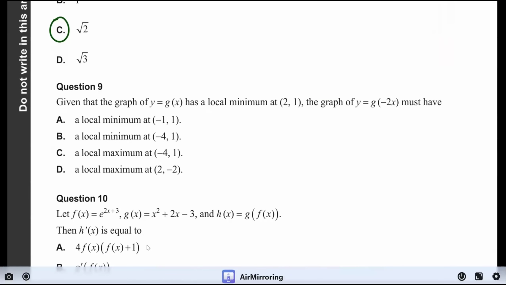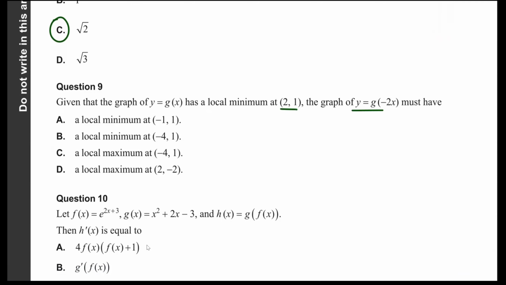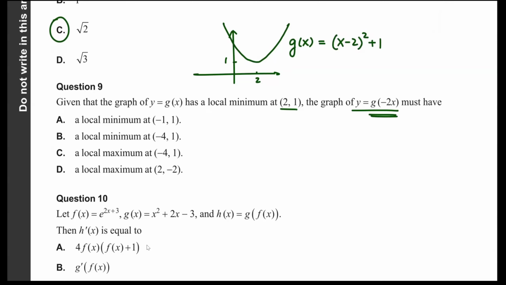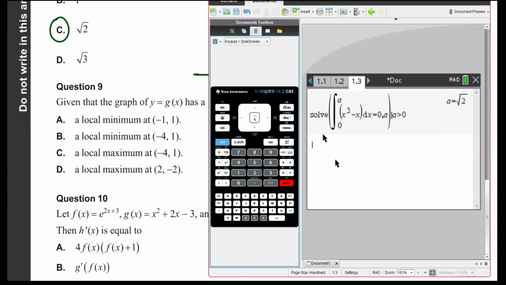Given that the graph of y equals g of x has a local minimum at (2, 1), the graph of y equals g of minus 2x must have, probably I can try, if it's 2 here, 1 here. Without losing generality, I would say I can make g of x equals x minus 2 squared plus 1. And then I just plot this function. Yeah, because that's a local minimum anyway.